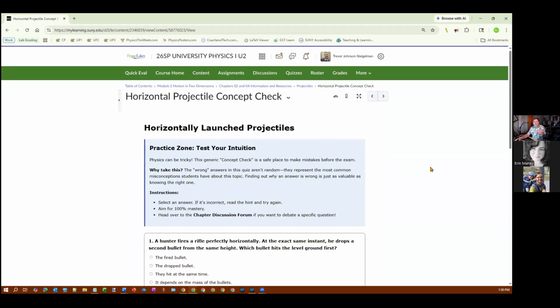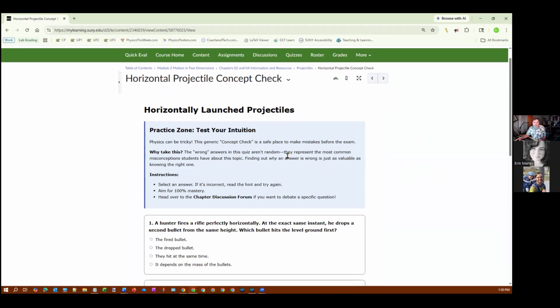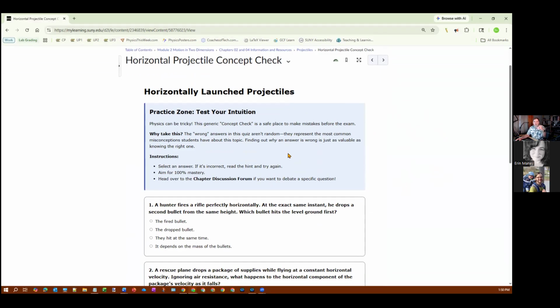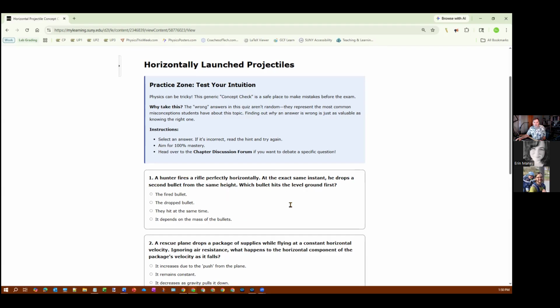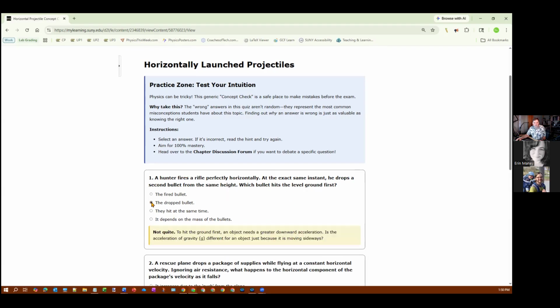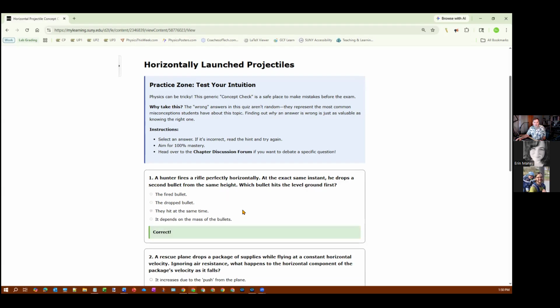I also went in and figured out how I could get AI to write some code that I could put into Brightspace. So I've put these things in where students can do a concept check. It's not graded. In fact, I tell students to go back and do these a couple of times, and it gives students multiple choice questions. If they get it wrong, it will give them a hint. And they can go back and try these out as much as they like.